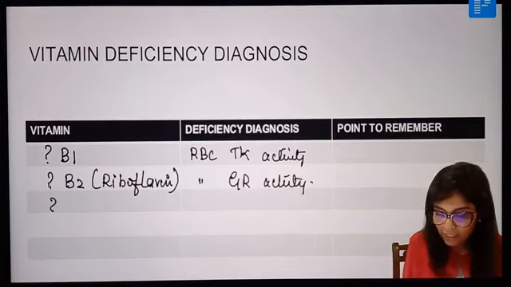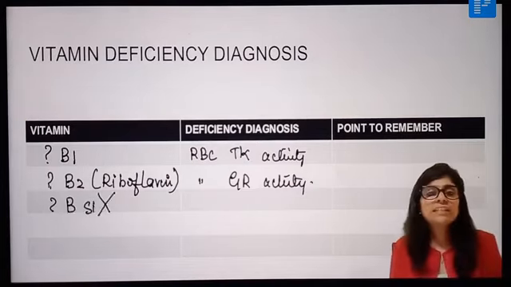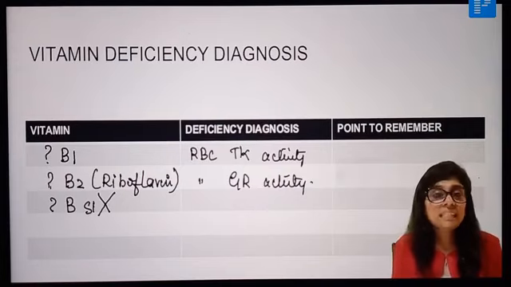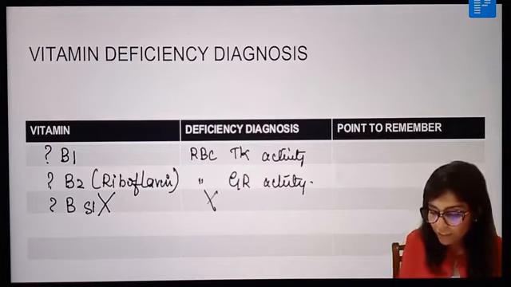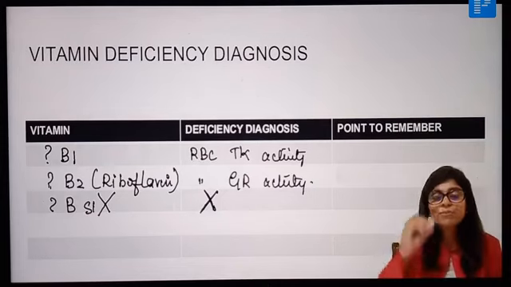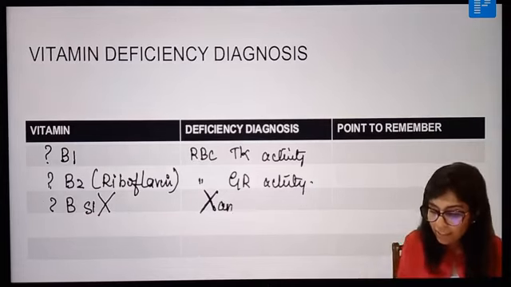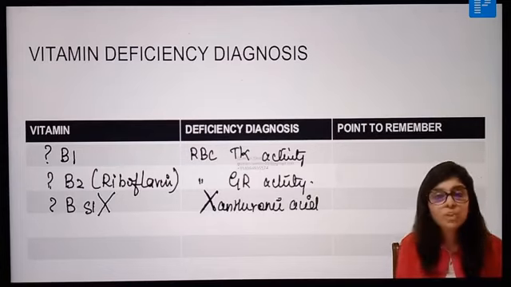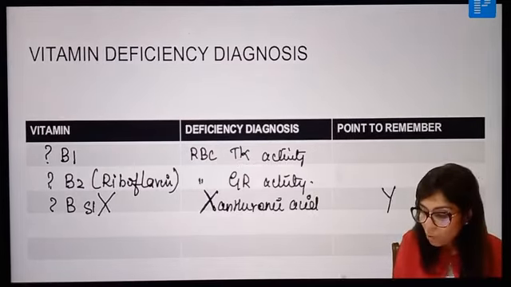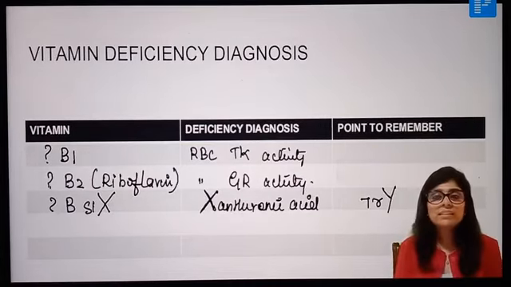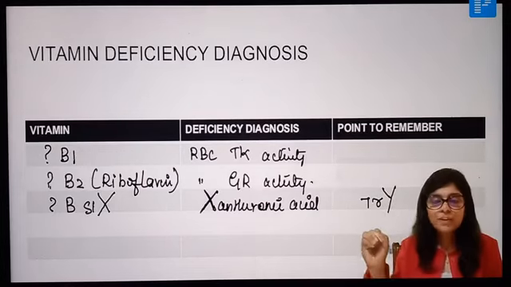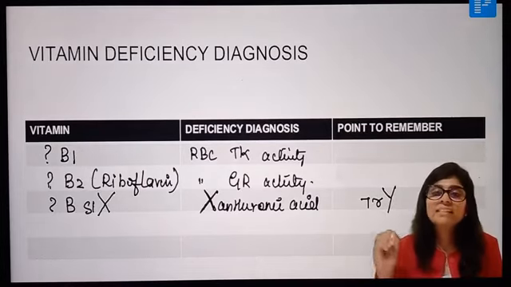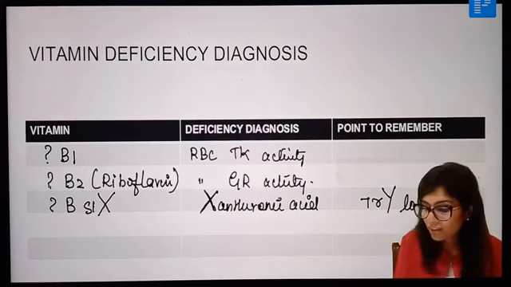Next is B6 deficiency. Let me write it as SIX. So tell me what is the last letter in SIX? X. So if you suspect B6 deficiency, what will you estimate? X for X. You should estimate xanthurenic acid levels. After what load? After tryptophan load. Do you understand this? After X, the alphabet is Y. So you estimate xanthurenic acid levels after tryptophan load.